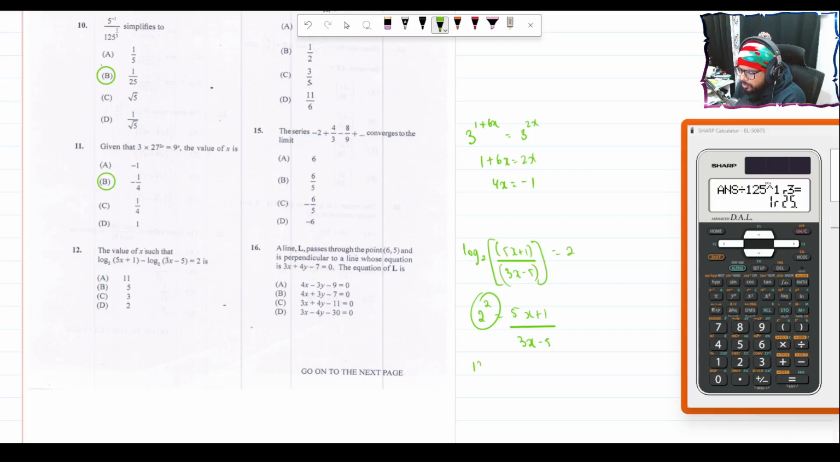So 4 3s are 12x. 4 times 5 is minus 20. Is 5x plus 1. Move the 5 across. 12 minus 5 is 7x. Move the 20 across, I get 21. x is 3.